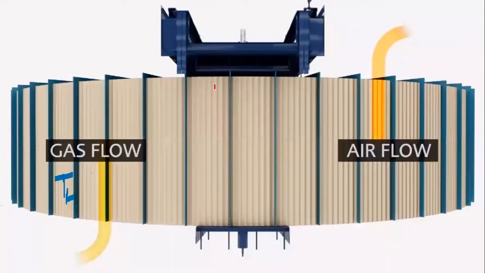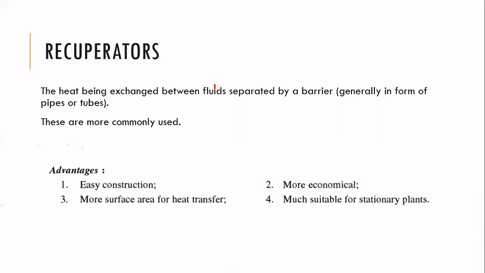So this particular category was called a regenerator, where the hot fluid gives heat to one matrix and the cold fluid takes heat from the matrix. The next category of indirect contact heat exchangers is called a recuperator. Now in a recuperator, what is happening? Heat exchange between fluids separated by a barrier takes place. This barrier will be a pipe or tube.